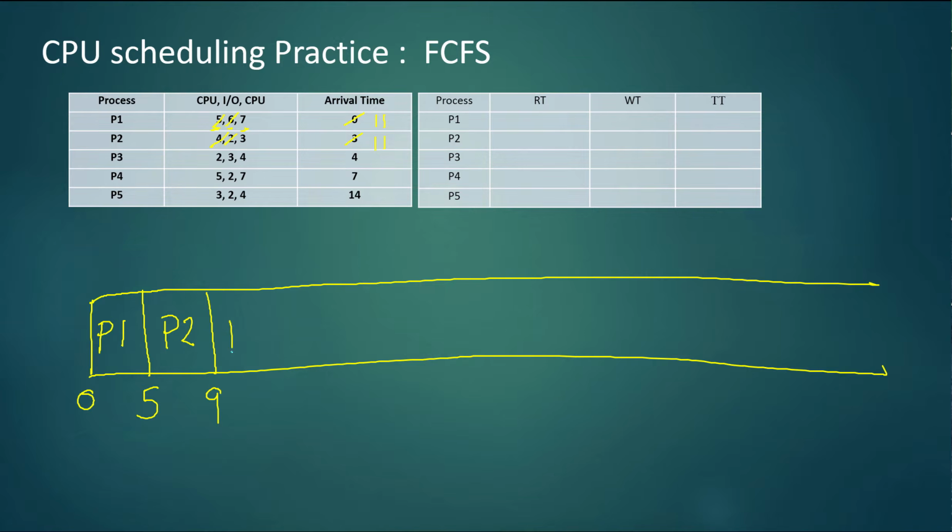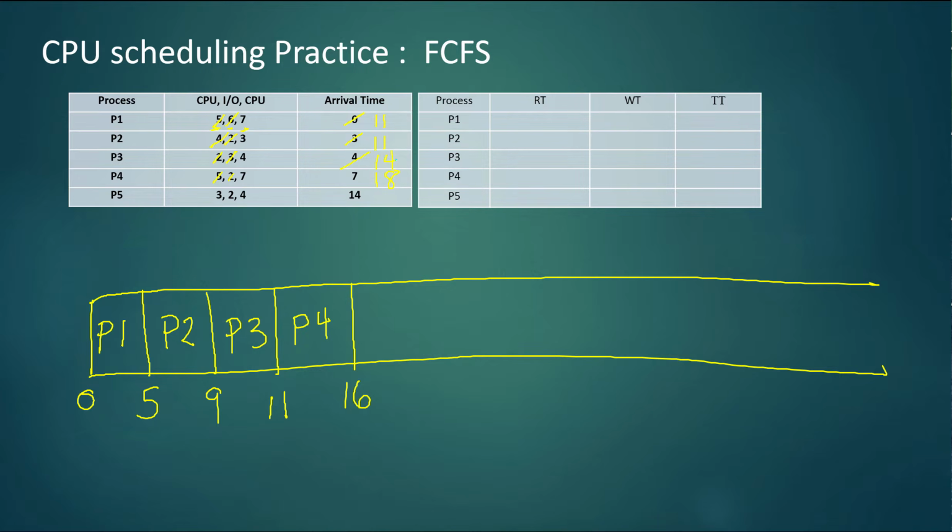So now the current time is 9, and the next one to arrive, at time 4, was P3. So we have P3, which has a CPU burst of 2. We'll go until time 11. We'll be done. We'll go out to I/O for 3 time units. So P3 will now have a new arrival time at time 14. And the next one will be P4, which will go until time 16. And then we'll go out to I/O for 2 time units, and we'll have a new arrival time of 18.